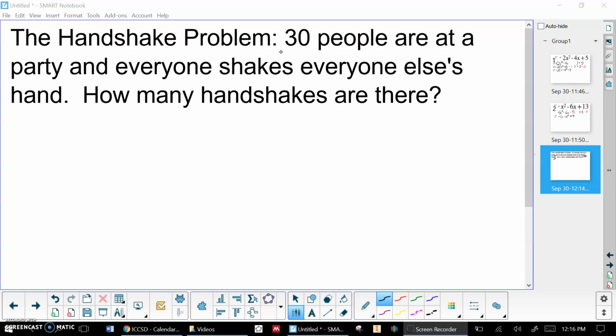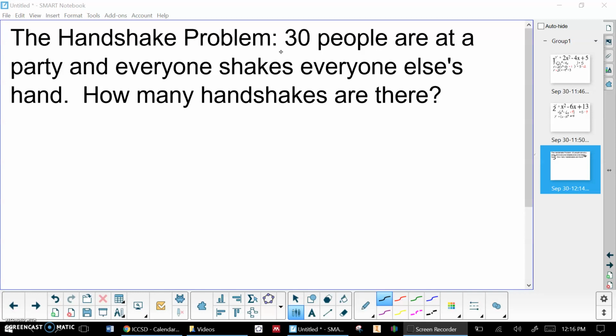At first glance, that seems like a really complicated problem, and it is, but one of the first things that I really want you thinking about with a problem like this is how can I make this problem simpler to start off with? 30 people is a lot. There's really no way you're going to be able to do this. So, in other words, can we make it simpler?